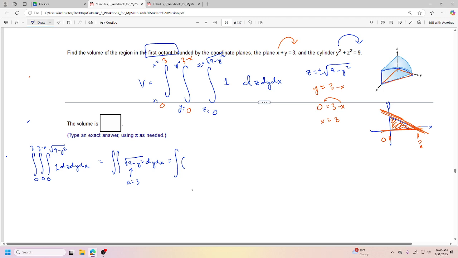And then I'm just basically doing my formula. So here we go. I got the 1/2 in the front. I got y square root of 9 minus y squared plus 9 arcsine of y over 3, from 0 to 3 minus x, dx. Oof. Well, that was just so beautiful. Good suggestion. Crisis averted.